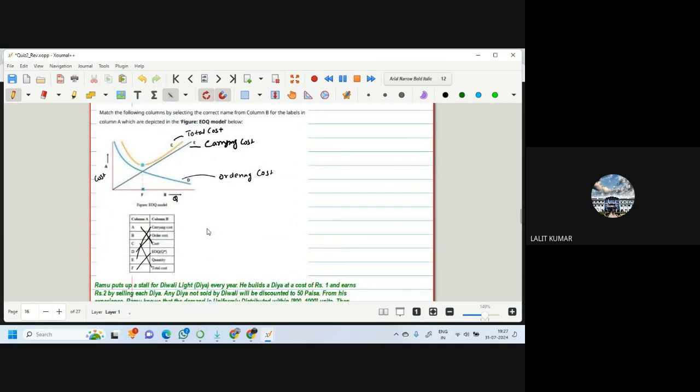Match the following. This is from Week 5. The professor had shown this graph. Here is the cost, here is the Q. This is the carrying cost, and this is the ordering cost. As the Q becomes large, your ordering cost goes low, and this is the total cost. So they have just asked us to fill in the blanks, what is A, B, C, D, E, F. If you remember this, we can easily do that.